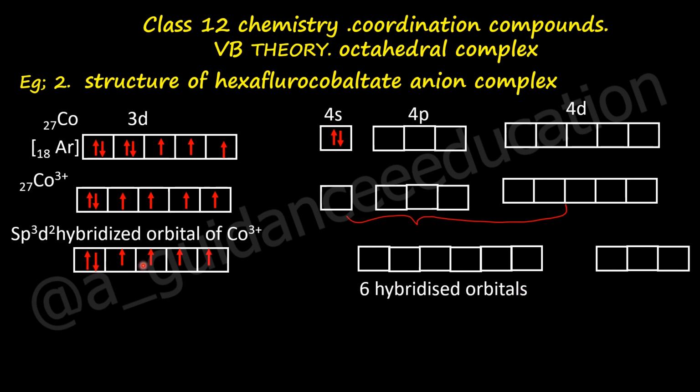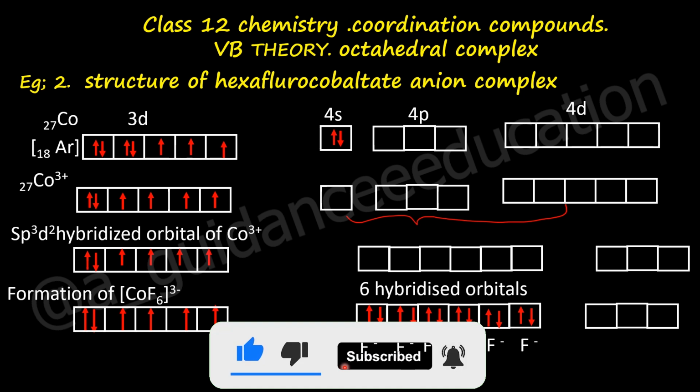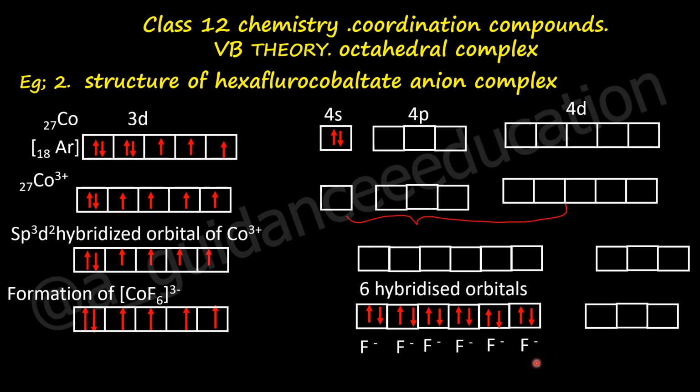The orbital picture of cobalt 3 plus ion now becomes like this. There are the 6 hybridized orbitals and 3 of the 4d orbitals not participating in the hybridization shown separately. Now 6 fluoride ions donate 1 electron pair each to these hybridized orbitals. Now this forms the hexafluorocobaltate ion. Now it has 3 negative charges.